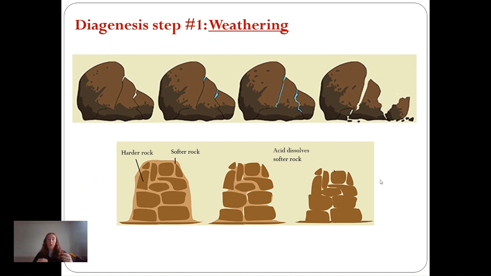So step 1 is weathering. Weathering is just the breaking down naturally of a rock due to either physical processes, like ice forming a wedge and breaking apart a rock, or chemical processes like dissolution. So if you have acid that comes into contact with rock, it dissolves away that rock and weathers it away. So that's the first step. You start with a pre-existing rock in a given location. That pre-existing rock breaks down through weathering processes.